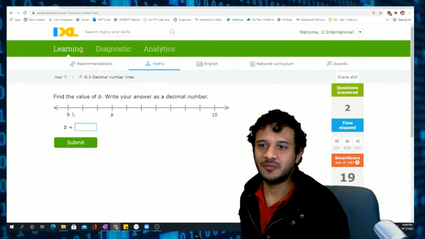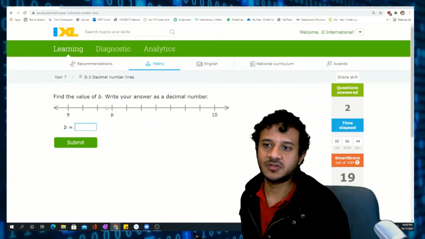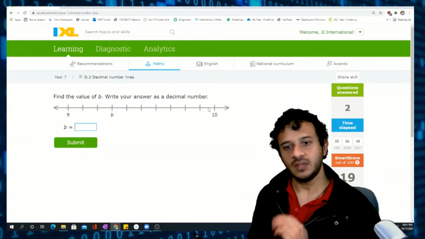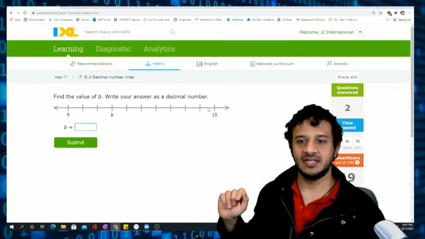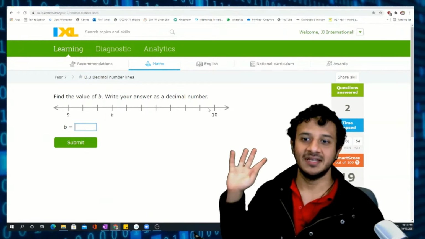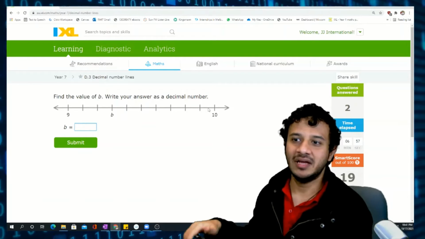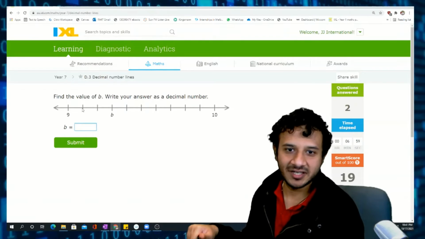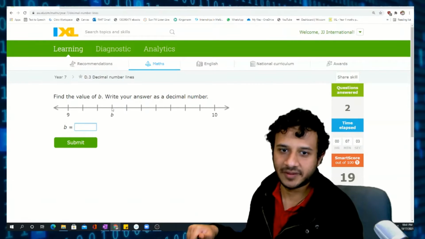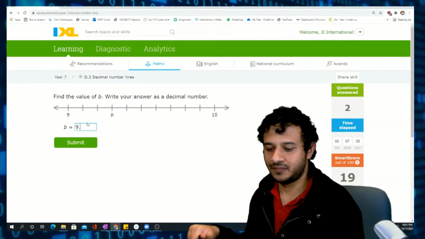So, from 9 to 10, how many gaps are there? 1, 2, 3, 4, 5, 6, 7, 8, 9, 10. 10 gaps are there. 9 to 10, the difference, 10 take away 9, is 1. 1 divided by 10, the number of gaps, is going to be 0.1. 9 plus 0.1 will be 9.1. Plus 0.1, 9.2. Plus 0.1, 9.3.